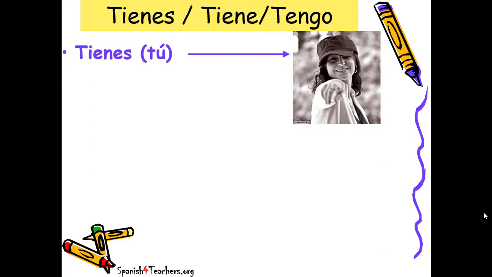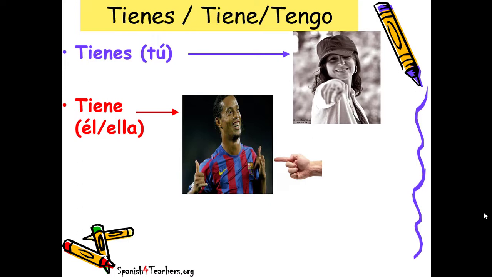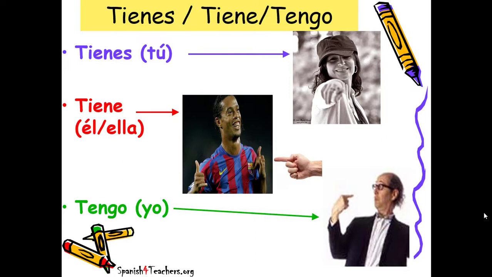So tú tienes. Él or ella. Tú, I'm talking to you. Tiene, we're talking about them. Él tiene. And tengo, it's me talking. Yo tengo. So tú tienes, you have. Él or ella tiene, he or she has. Yo tengo, I have. Make sure you're familiar with those three uses.